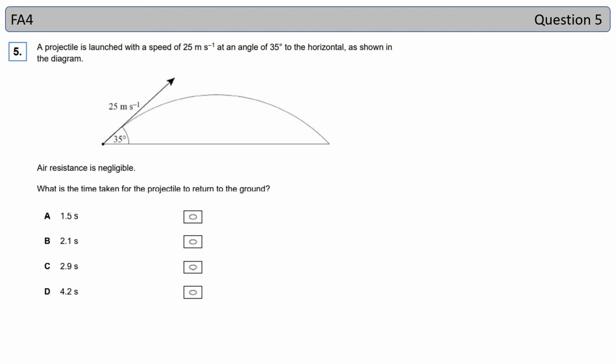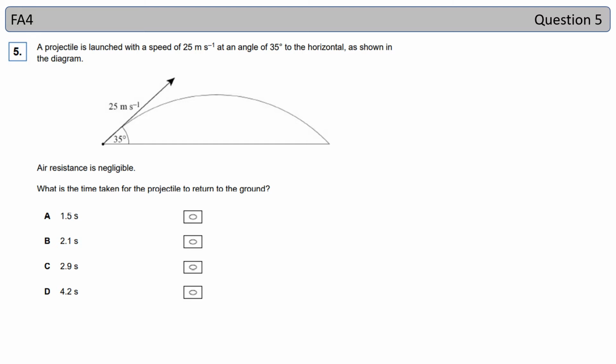So here's a classic SUVAT equation question, looking at a projectile that is moving purely under the acceleration of gravity. We've got a projectile, we're told that it's launched at an angle of 35 degrees with a speed of 25 meters per second, and we want to work out the time taken for the projectile to return to the ground.